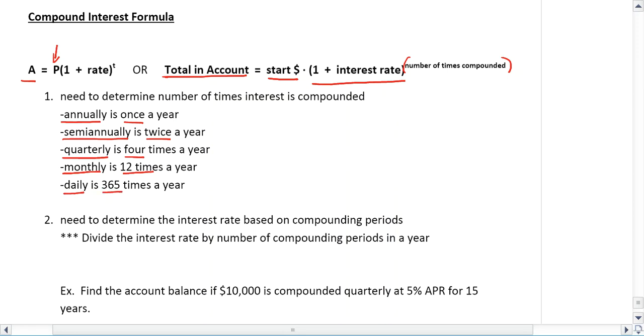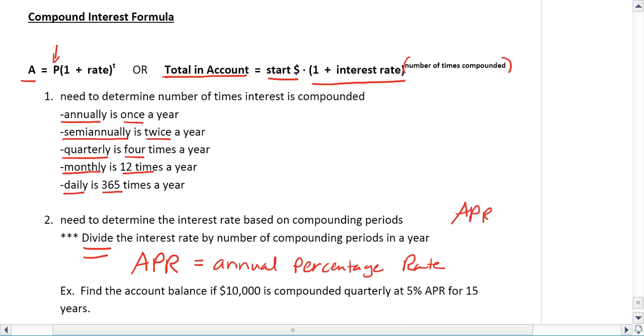Now, the interest rate is always going to be given to us in what's called APR, which stands for annual percentage rate. Except we're not always going to be compounding the interest just once a year. So we need to do some dividing here. For instance, if you're doing the compounding semi-annually, you'd have to take your APR, whatever that is, and divide it by 2, because semi-annually is twice a year.